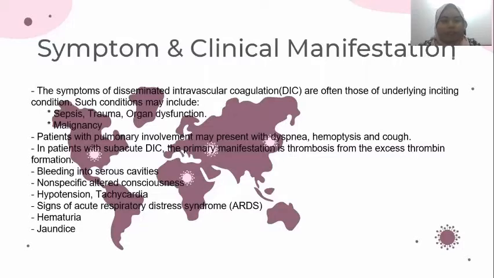Patients with pulmonary involvement may present with dyspnea, hemoptysis, and cough. In patients with subacute DIC, the primary manifestation is thrombosis from the excess thrombin formation. Besides that, the signs may present bleeding into the serous cavity, non-specific altered consciousness, hypotension, tachycardia, signs of acute respiratory distress syndrome, hematuria, and jaundice.